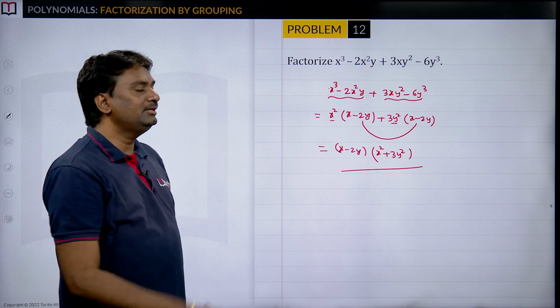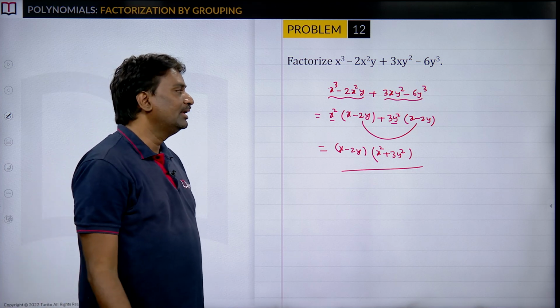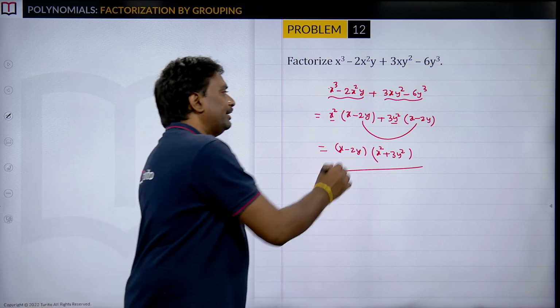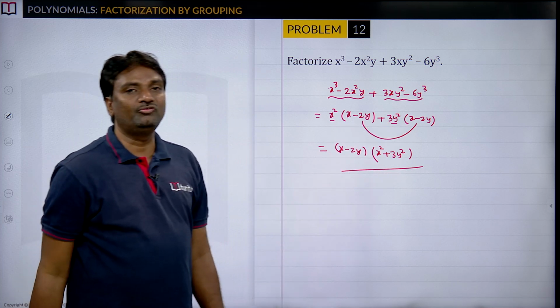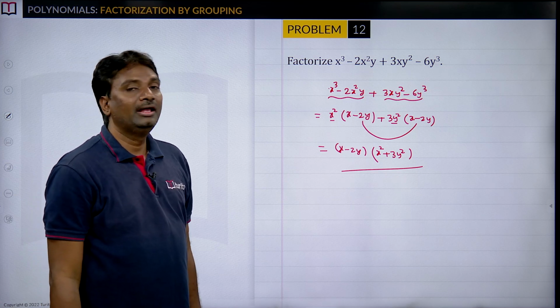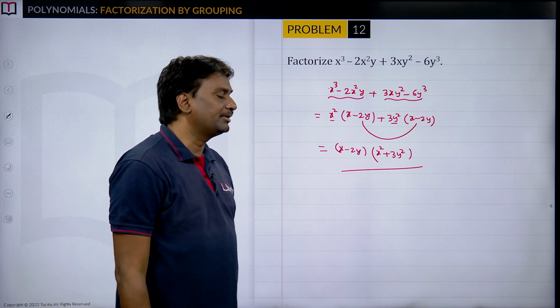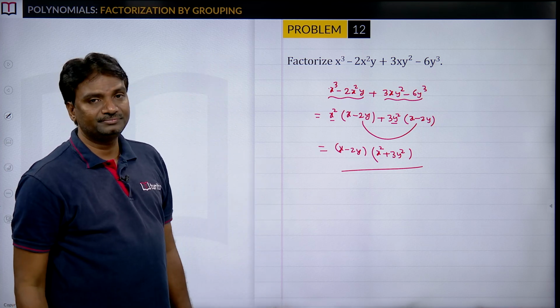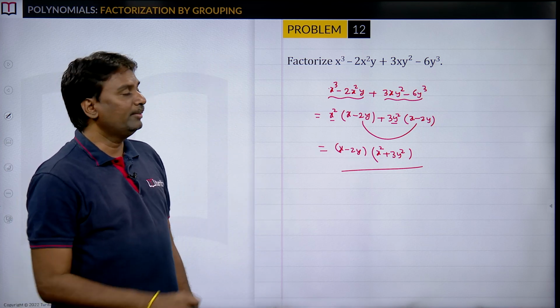So, first expression is x square of x minus 2y. Second expression is 3y square of x minus 2y. So, again by taking this x minus 2y as common, we got x minus 2y into x square plus 3y square. So, that is why we can express the given polynomial.